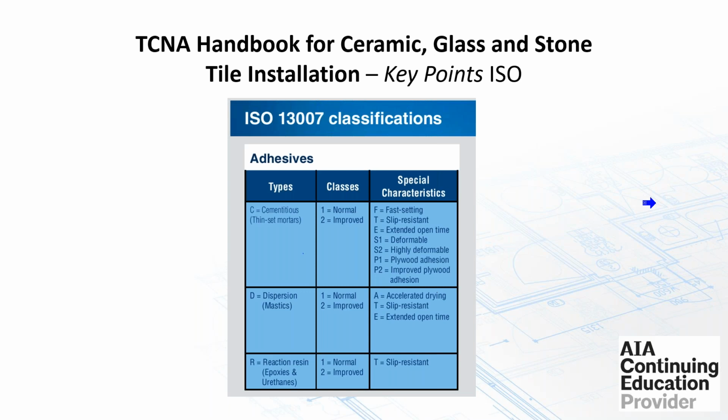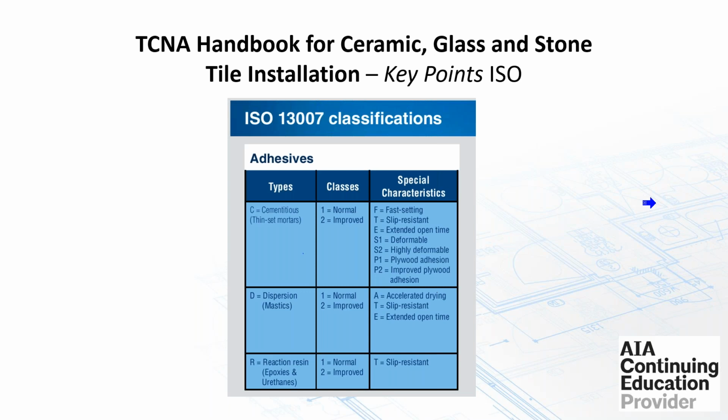There's also dispersion materials, adhesives, like mastics. You have a D1 or a D2 for improved. And then some of the characteristics or designations for that is accelerated drying, A. Slip resistant, same as for cementitious mortars, is a T. And E is for an extended open time. One thing I should mention about these designations is that you can get multiple ones.